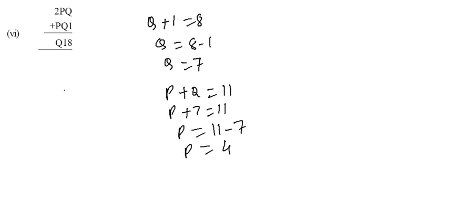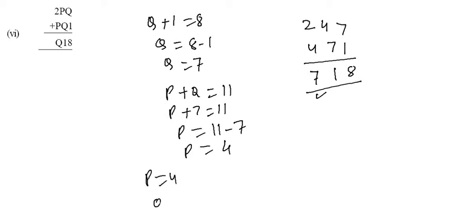Now put the values in this question. 2p is 4 and q is 7. And here is p, which is 4, q is 7 and 1. Now add them. 1 and 7 and 4 is 12, that is 11 with a carry, and 2 and 4 is 6, and 1 is 7. So you can say q is the correct answer. So we can say p is equal to 4 and q is equal to 7 is our answer.